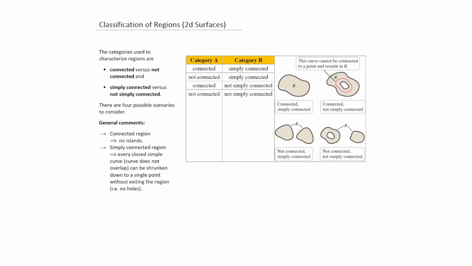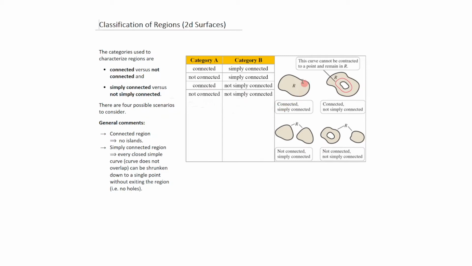All right, now let's classify regions. There are basically two things that are used to characterize regions. One is whether or not the region is connected versus not connected, and is it simply connected versus not simply connected. Again, there are four possible scenarios, which I have outlined here in the table. So let's look at each one of these in turn.